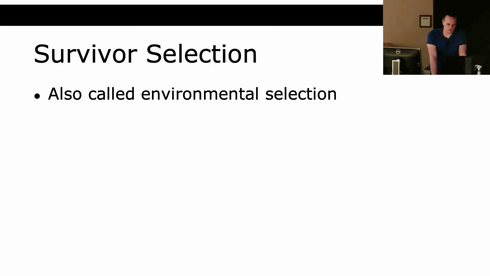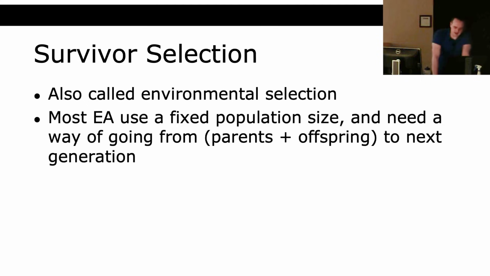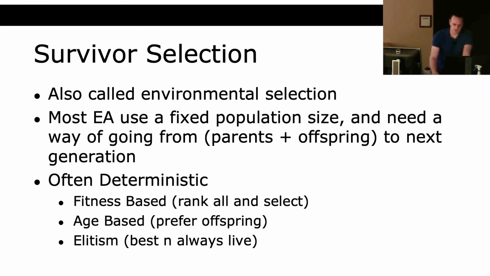The last part that we're going to do on the assignment is something called survivor selection, also called environmental selection. Most EAs use a fixed population size and need a way of going from parents and offspring to the next generation. The main idea behind this is that we want to somehow ensure that the next population is at least as fit as the previous population.